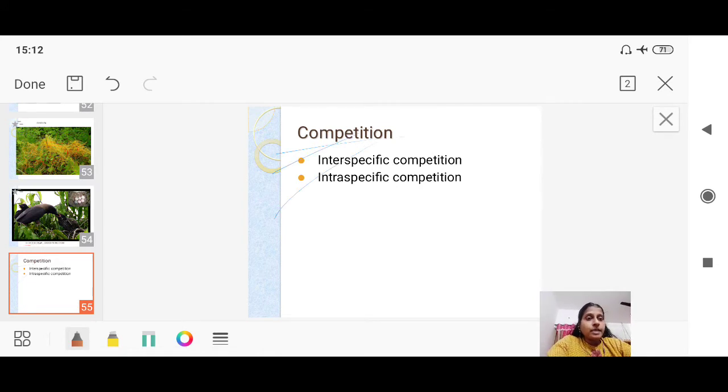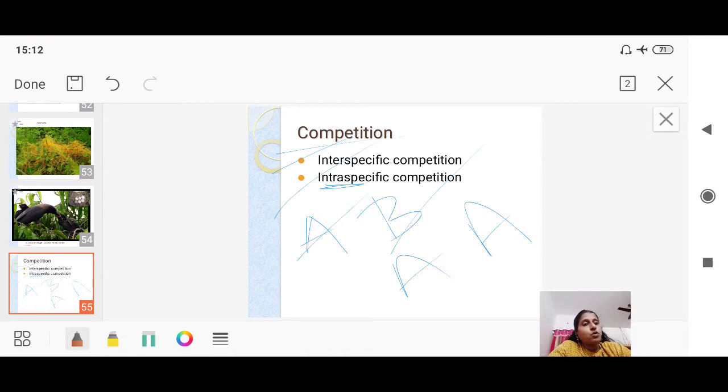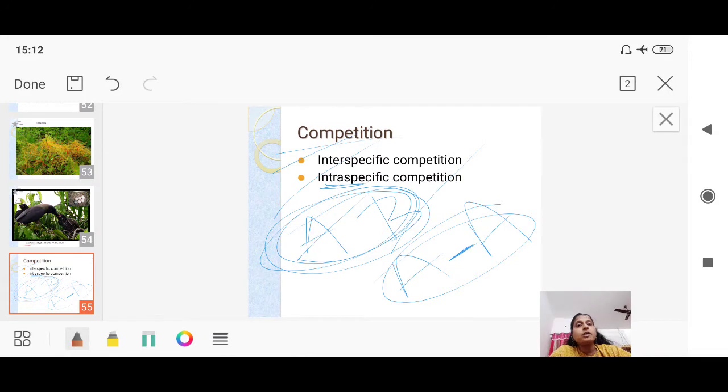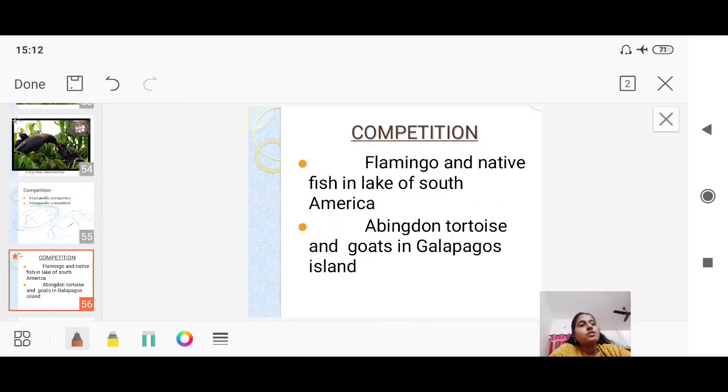Inter means what? If the competition is taking place between two different species, then we call it inter. One is A and another one is B. Intra means when the competition is taking place within the same species of a population, then we call it intra, between the same species. This is between different species, here it is within the species. Clear?